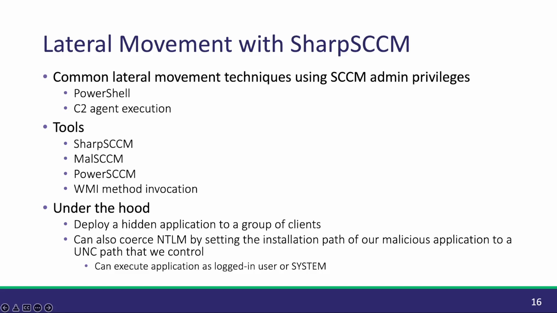So in situations where maybe your PowerShell or C2 agent is being blocked, or executing that in general could result in detection, there's a third technique available to us where we can coerce NTLM authentication from either the logged in user or system. And basically, the only difference between this technique and the PowerShell or C2 agent techniques is that we set the installation path of our malicious application to a UNC path we control, forcing that client to authenticate to that arbitrary system in the UNC path.